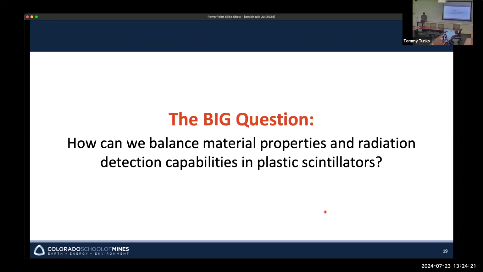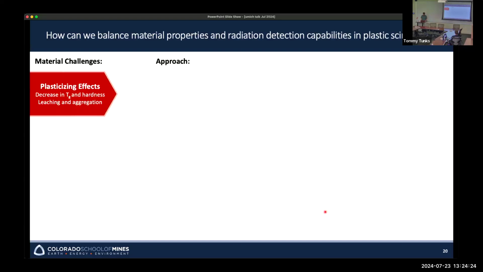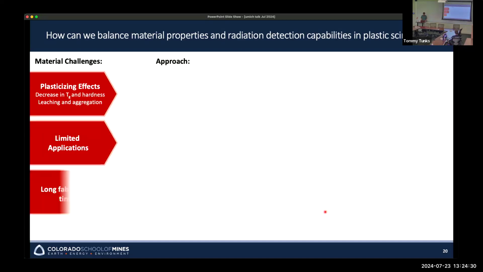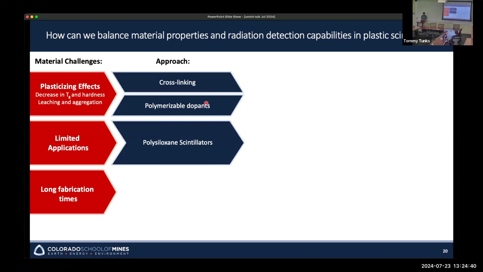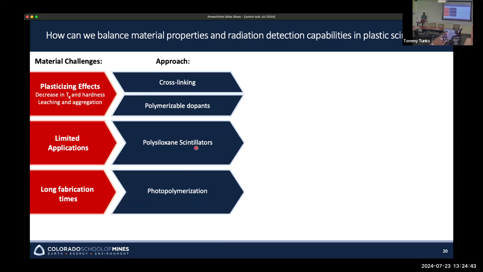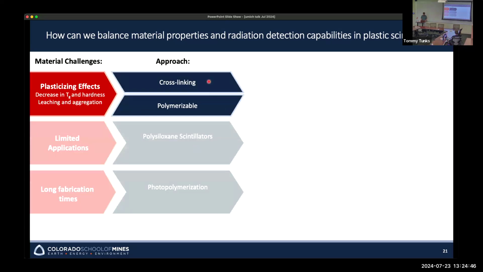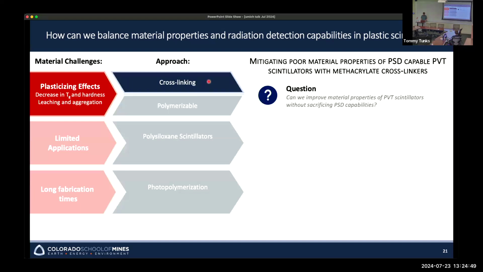So, we started to look at this and say, how can we handle this? The material challenges are how do we deal with this soft material? One way that we're tackling this, again, is with this cross-linking approach or with this polymerizable dopant approach. We also have this polysiloxane project, and then we have this photopolymerization project. So I'm going to start off with the cross-linking and polymerizable dopants. The idea here is, how can we improve the material properties? Basically, how do we limit softening, or make these systems hard, as we increase the dopant concentration to have pulse shape discrimination properties?